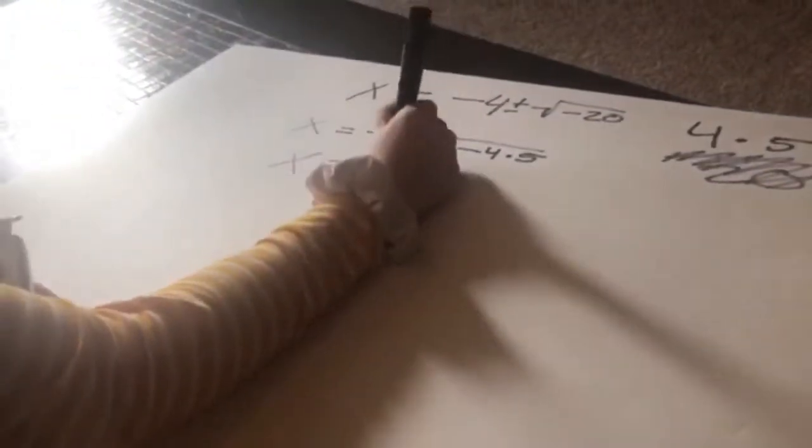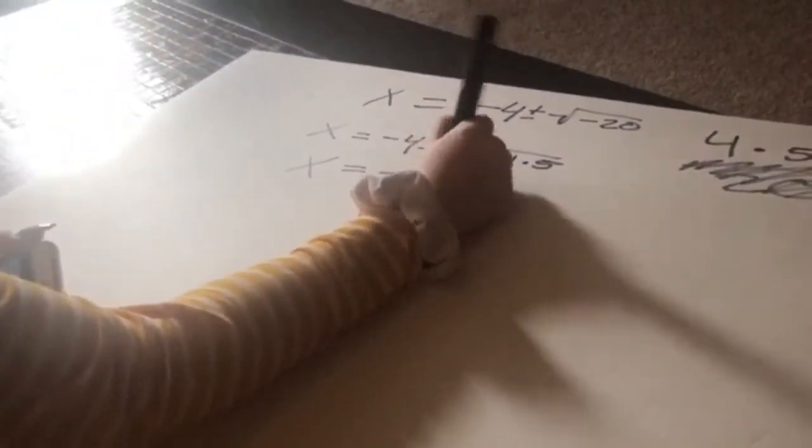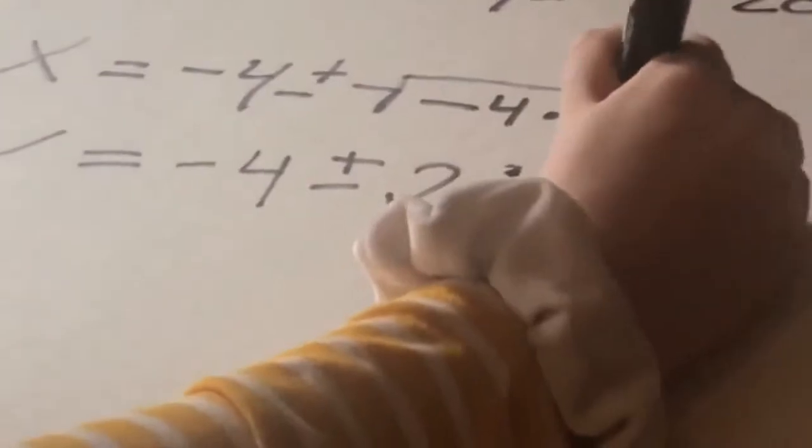Negative 4 plus or minus 2 square root of 5.